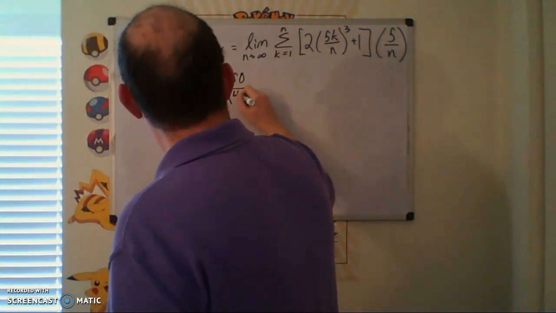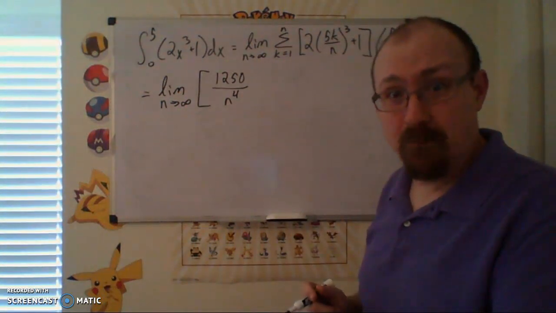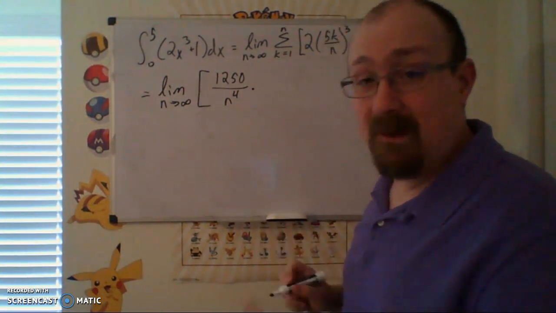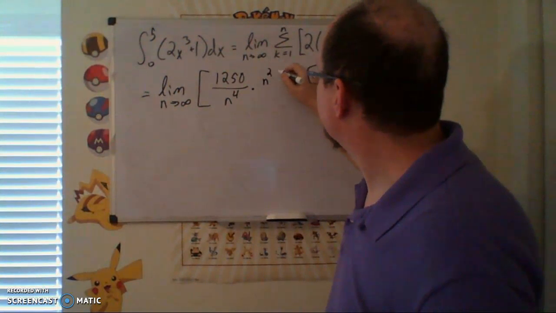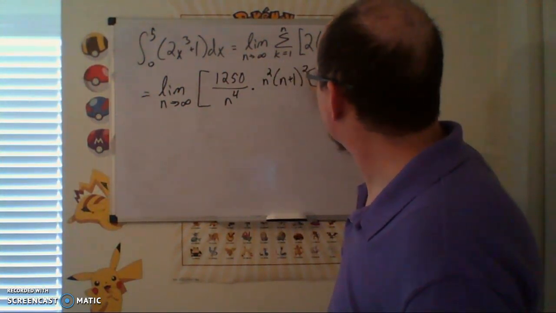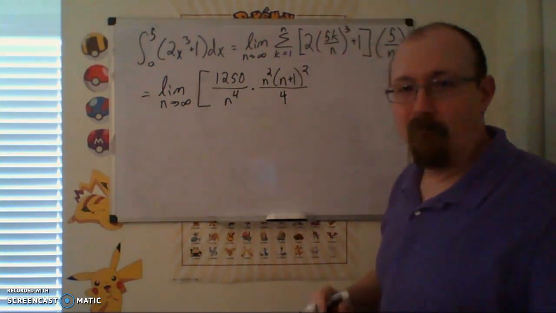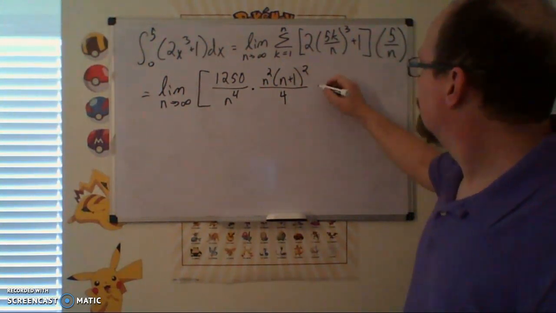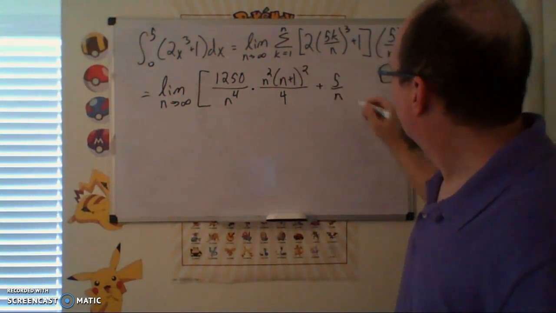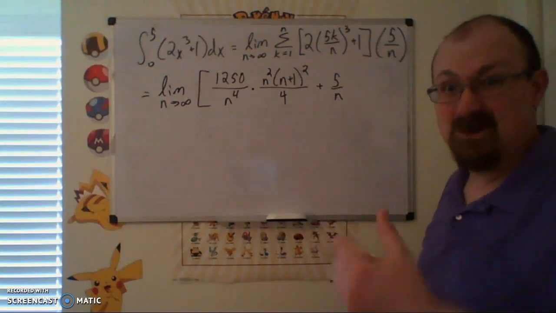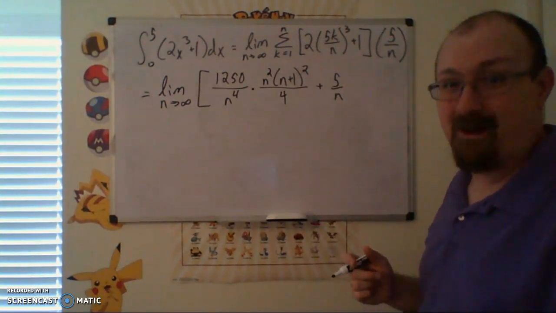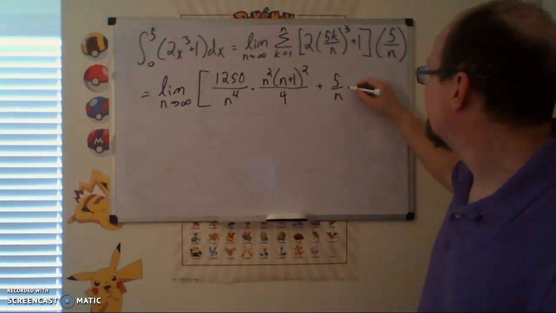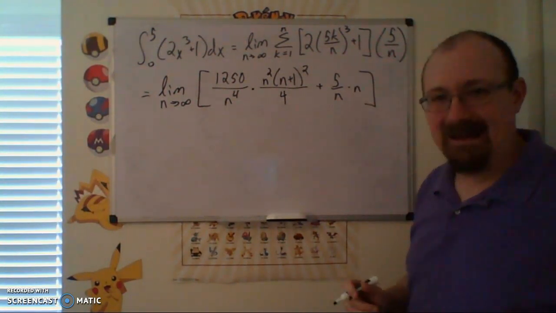we had the 1250 over n to the 4th. We were summing up k cubed, right? So our summation formula for k cubed looks like this. So we have n squared times n plus 1 quantity squared over 4. On the other side, we were summing up a bunch of constant 5 over n's. No k was there at all. So our formula there was we just take whatever the constant is and multiply it by n.